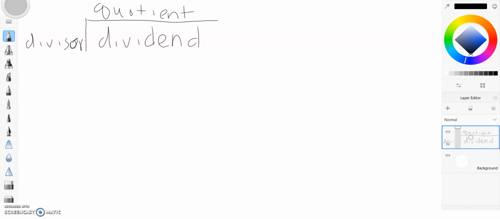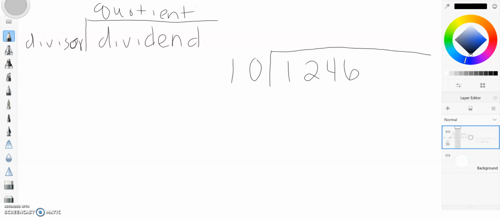So let's go ahead and try a problem down here. Our dividend is going to be 1,246. Okay, and our divisor is going to be, let's see, how about 10? And so all we have to do now is figure out what our quotient is. So let's go ahead and try and figure that out together.